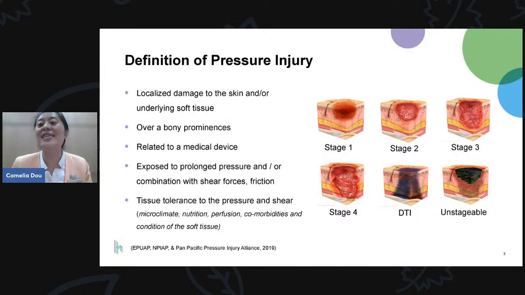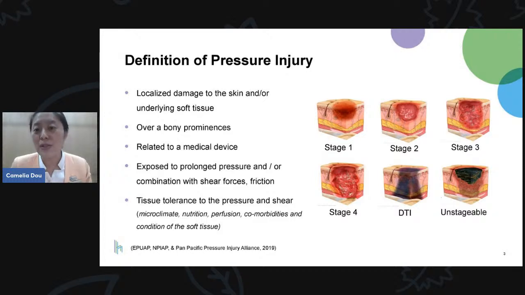So for pressure injury, how many types are there? Basically, there are six types, from the basic to the most severe. We have stage one to stage four. Stage one is basically just redness. With the redness, you must make sure whether it's blanchable or non-blanchable. If it's blanchable, it's not really stage one at the moment. So make sure you press on the skin, on the redness part.